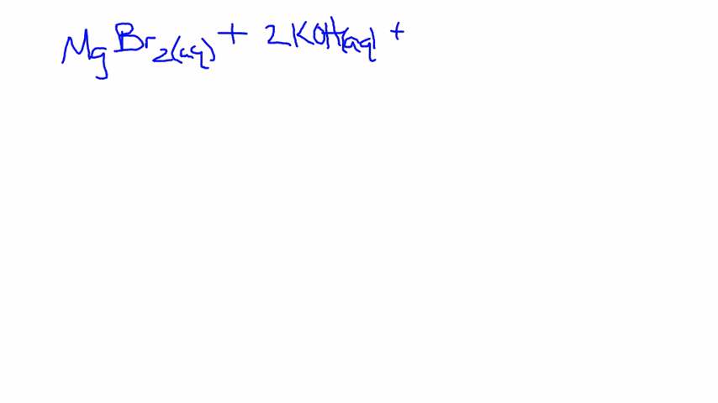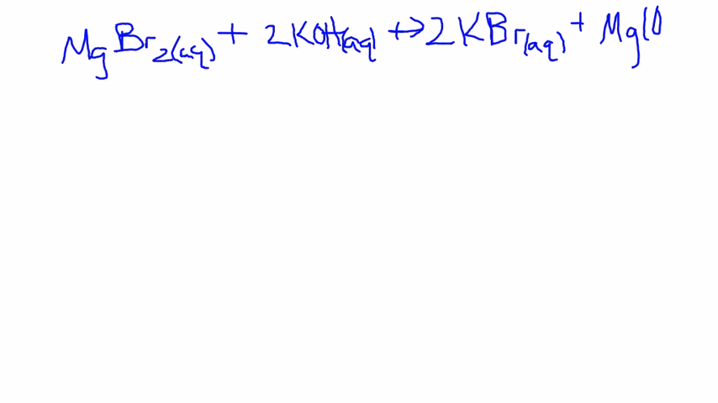Okay, the next thing we'll add here is the 2 KBr, and that is also aqueous. Sorry, I forgot, that should be an arrow there. And then the last thing we need in our balanced equation here is the magnesium hydroxide. And I'm going to run out of space here, but bear with me. Magnesium hydroxide, and that is a solid. Okay, now we're ready to break this up into ions, and we'll do this just real quickly here.